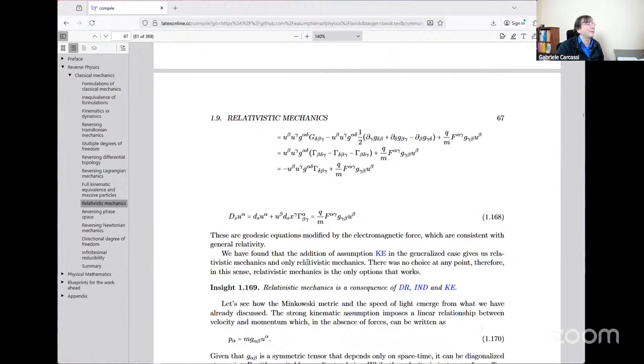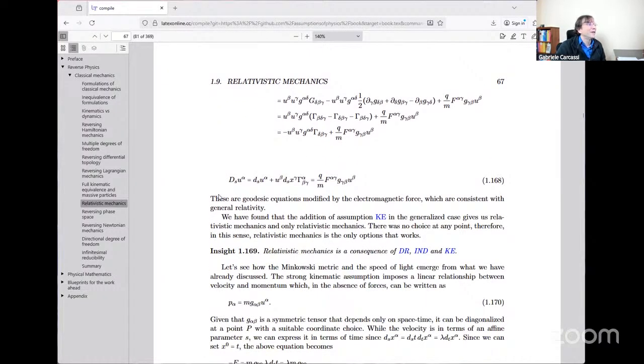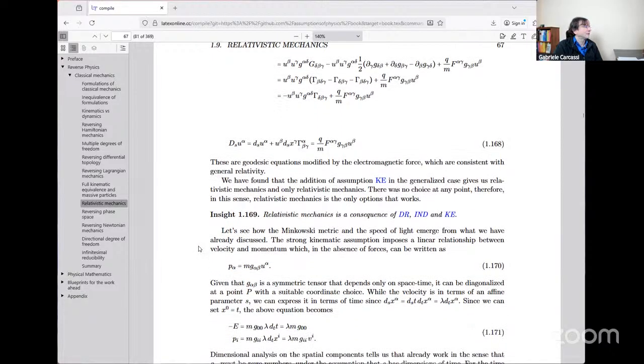Okay, so I'll finish the paragraph here so that then somebody else can start. These are the geodesic equations modified by the electromagnetic force, which are consistent with general relativity. Here you get the geodesics. We have found that the addition of the assumption of kinematic equivalence in the generalized case gives us relativistic mechanics and only relativistic mechanics. There was no choice at any point; therefore, in this sense, relativistic mechanics is the only option.